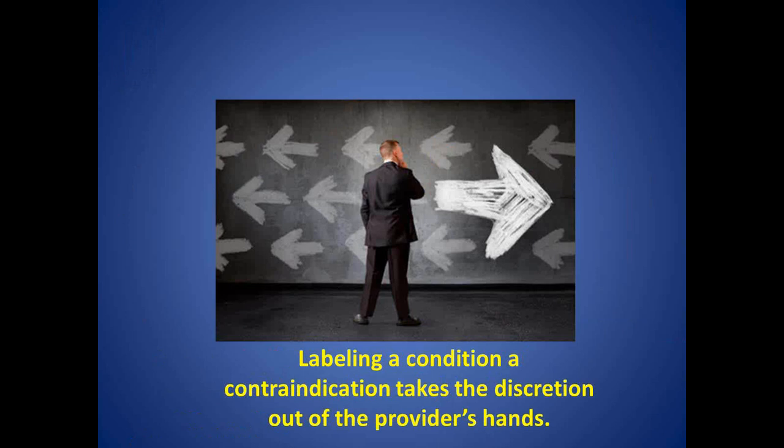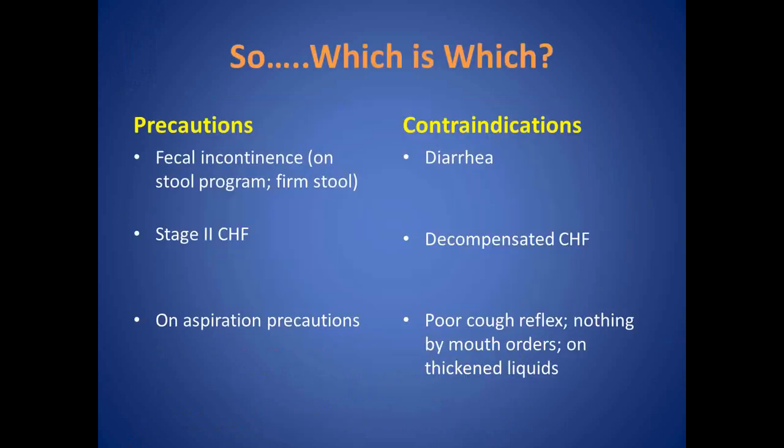So I would strongly recommend that you have a list of contraindications because each facility does have its own list of things that they never, ever want to put in the pool, but that list be relatively short and your precautions list be much longer. Okay, so how do you decide what is what? Which is a precaution and which is a contraindication?